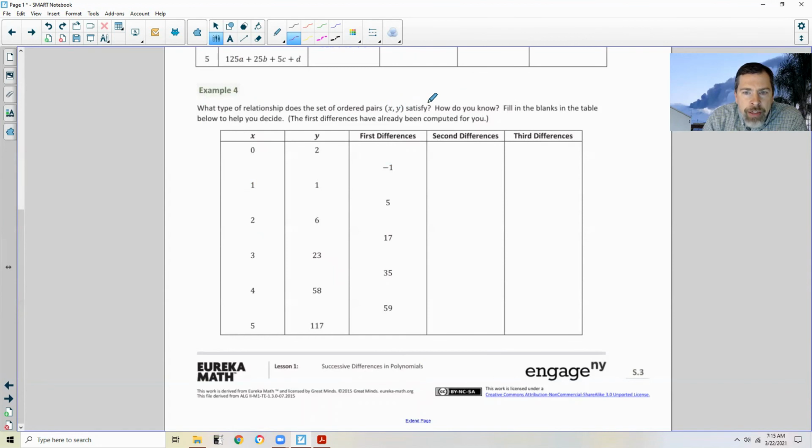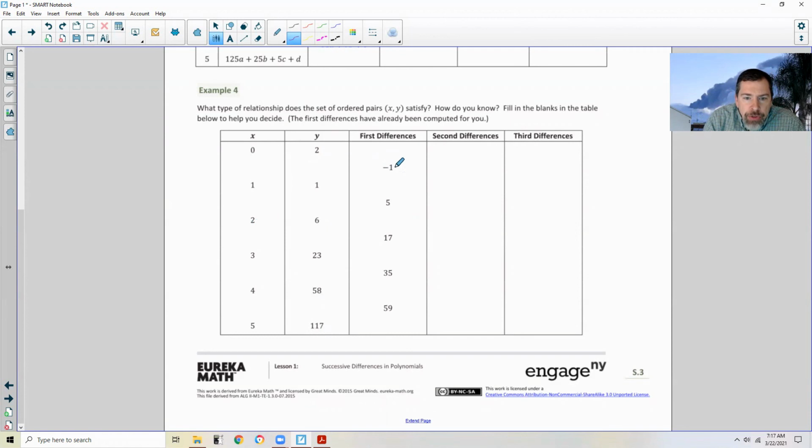So example 4 says, what type of relationship does the set of ordered pairs x comma y satisfy? How do you know? Fill in the blanks in the table below to help you decide. The first differences have been computed for you. Okay, so here they gave us x, y values, 0, 2, 1, 1, 2, 6, and so on. So as you can see, this is getting large pretty quick. And then they took the first difference of these x comma y's.